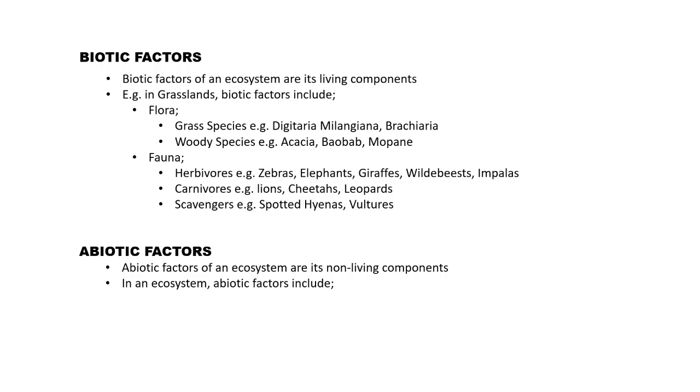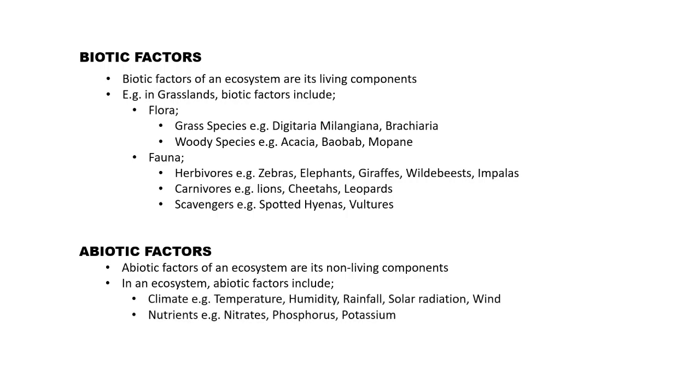These include temperature, humidity, rainfall, solar radiation, wind, soil nutrients such as nitrates and phosphorus, and the pH of the soil. These factors determine which species can survive in a particular environment. What this means is that abiotic conditions set the stage, and biotic components fill that stage in ways shaped by evolution and adaptation. Understanding ecology and biodiversity brings all these ideas together.